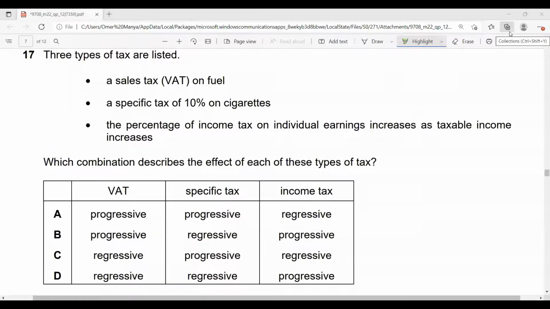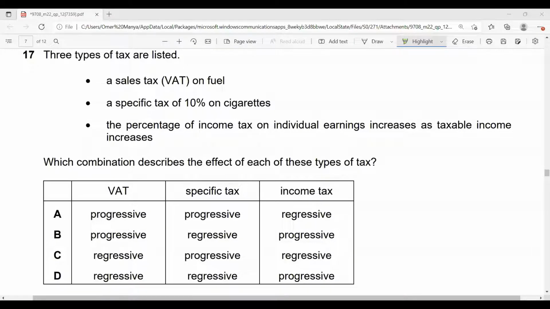Question 17. Three types of taxes are listed. The first one is a sales tax on fuel. The second is a specific tax on cigarettes. And the third one is an income tax, where the percentage of tax increases as the income increases. We have a few options here describing the tax as either being progressive or regressive.